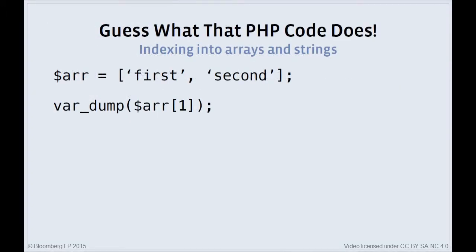Okay, so let's come back to everybody's favorite game. Guess what that PHP code does? Okay, array literal, 2 elements, first and second. I'm going to print out the 1th element of this array. What does this print? This prints, as you'd expect, second. Nothing strange going on here.